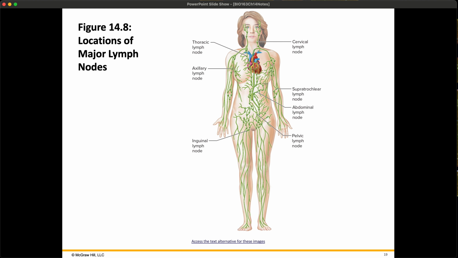There it is. You can see, again, the supratrochlear ones, cervical, thoracic, axillary. So these are the larger collections of them. There can still be other lymph nodes scattered all throughout your body, though. These are just the larger collections that we tend to find.